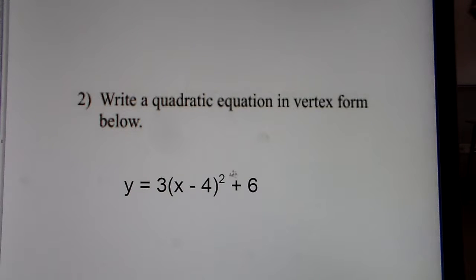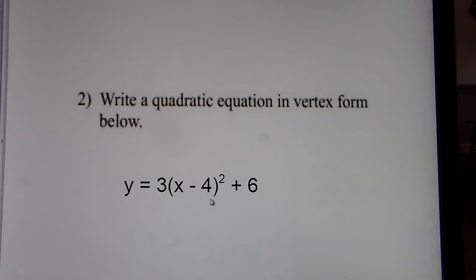Number 2. The question is going to ask you, write a quadratic equation in vertex form. So this is what I typed up for you. Here's a vertex form quadratic equation. Vertex form has a set of parentheses and a squared for everything on the inside of those parentheses. So in this case, you have an x minus 4 inside those parentheses.